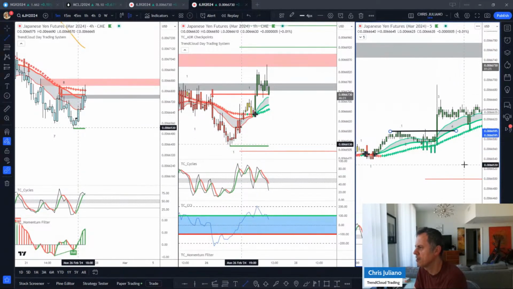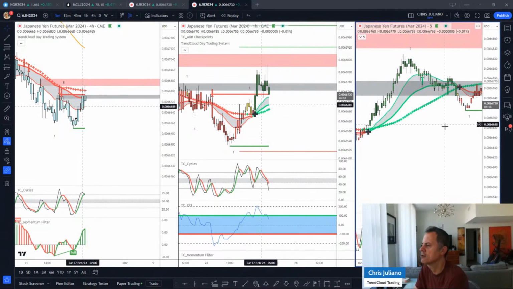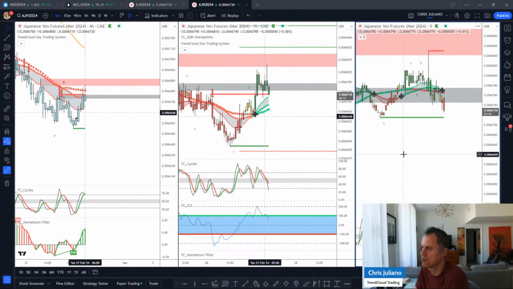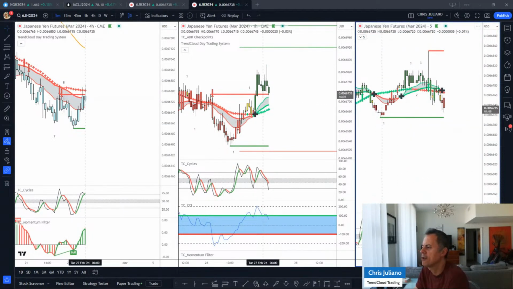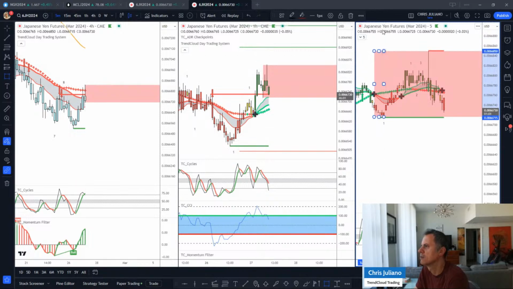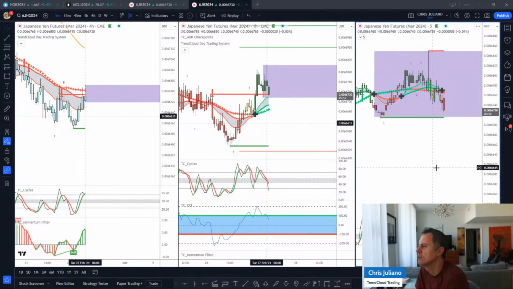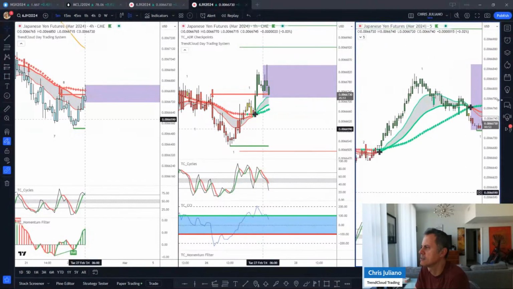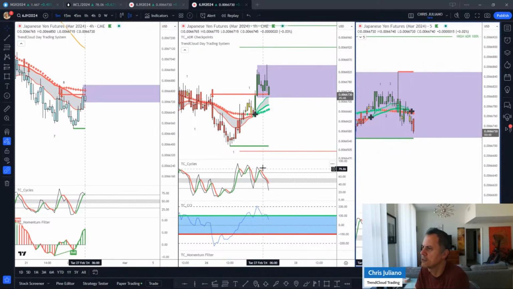But rip to the upside, and it just kept going all night, hit our target, and now we're bouncing around sideways, aren't we? Okay, so we are in a sideways movement on Japanese yen, here to here. Turn it gray. Yeah, let's make it purple. Right, sideways. Sideways. What's it going to do?